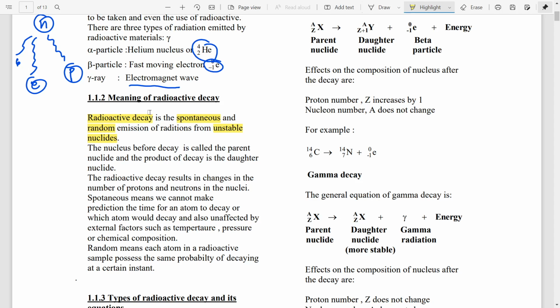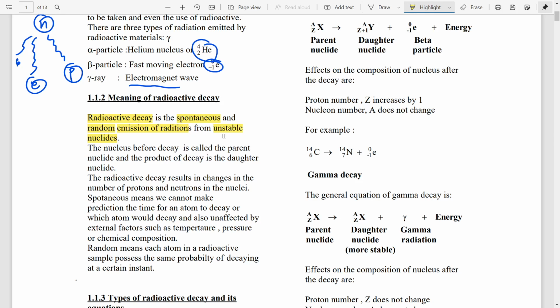Siapa yang melalui proses radioactive decay ni? Any unstable nucleus. And then what will happen during that process? This unstable nucleus will emit radioactive radiation. So apa dia radioactive decay? Dia merupakan satu proses yang berlaku secara spontaneous dan random. Spontaneous, kita tak boleh nak jangka, we cannot predict when the process will occur, and randomly, we cannot predict which nucleus will decay first. That's why it is called spontaneous and random.